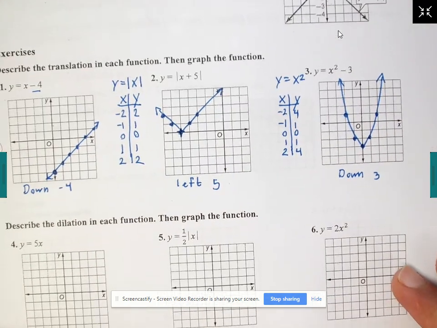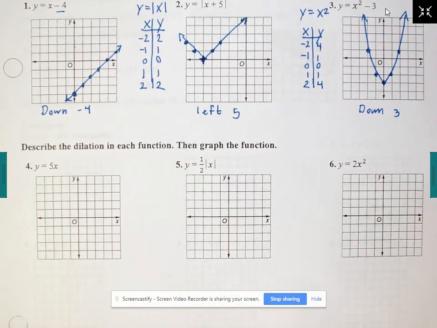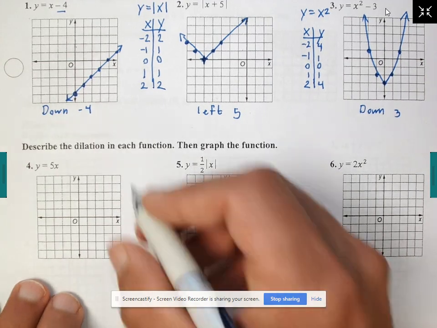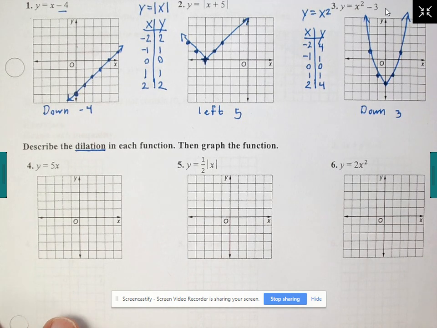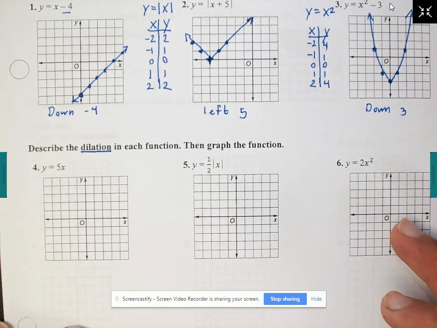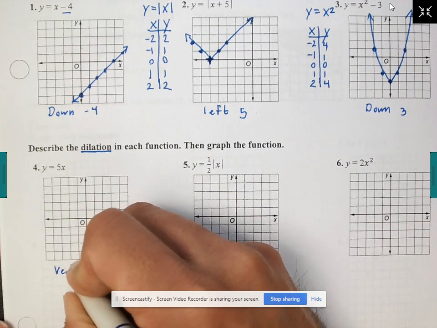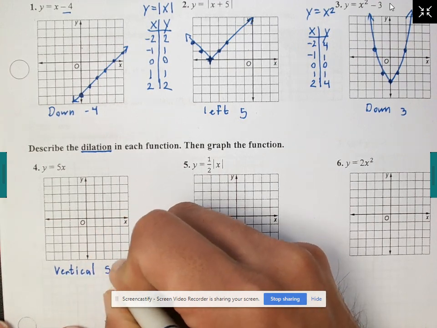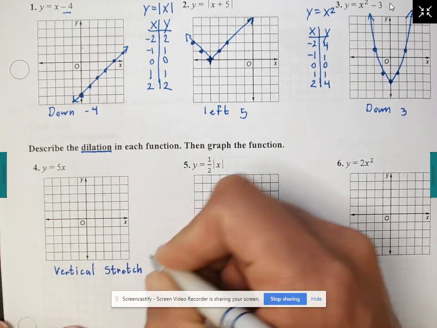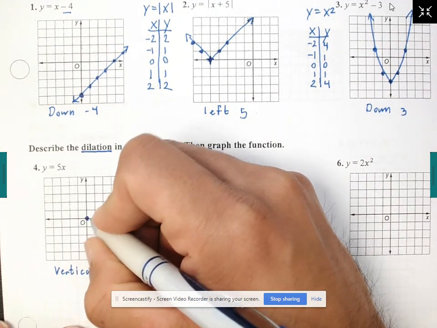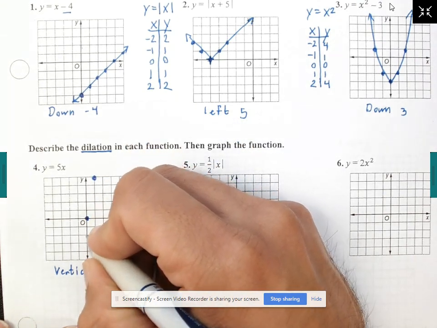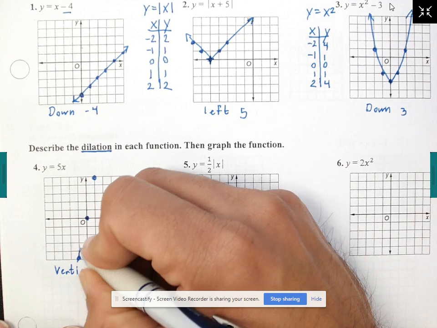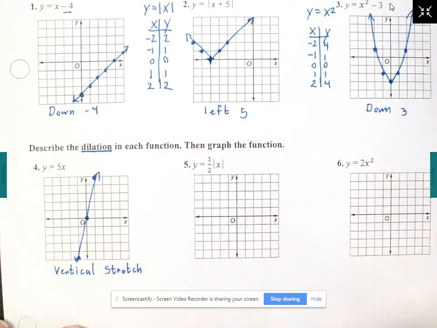All right. Moving on. Now it says describe the dilation in each function, then graph the function. When it talks about dilation, it's talking about either a vertical compression or shrink or a vertical stretch. So for example, 5x, that's going to be a vertical stretch by a factor of 5. So this will be 1, 2, 3, 4, 5 over 1. 1, 2, 3, 4, 5. Positive slope, y-intercept is 0. So it's going to look like that.